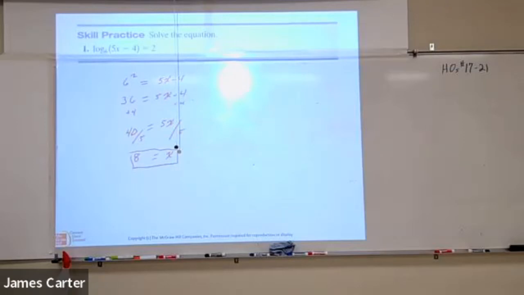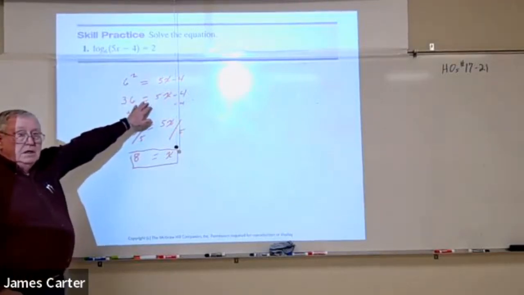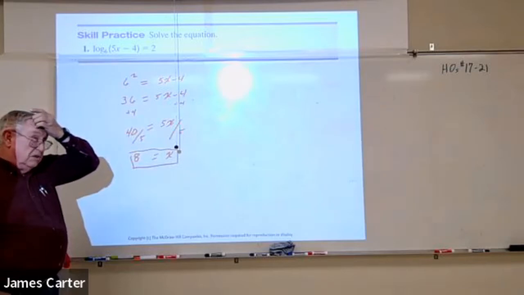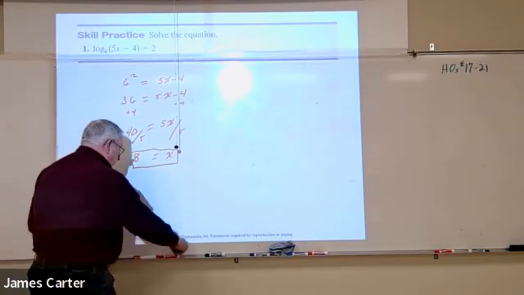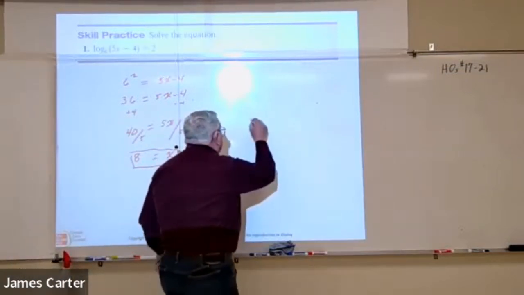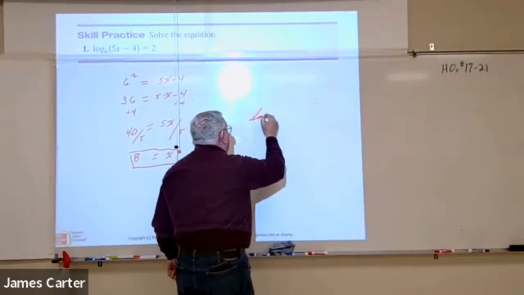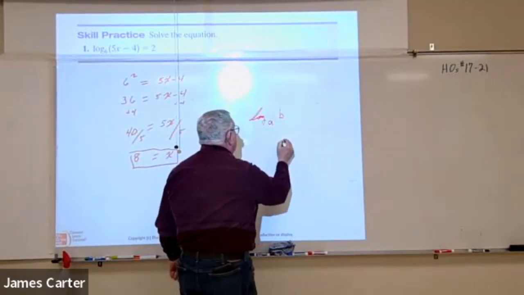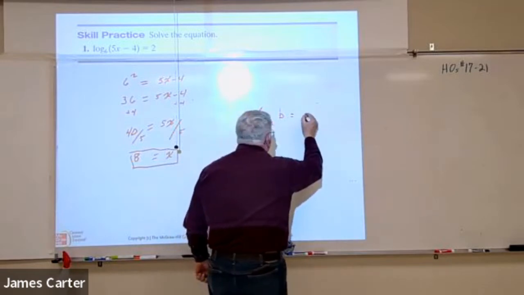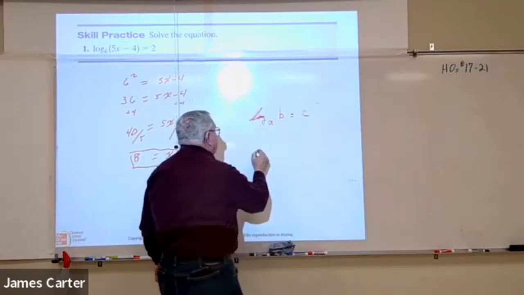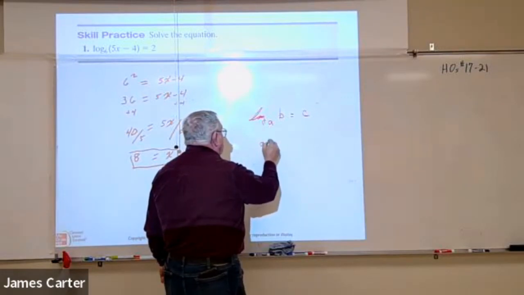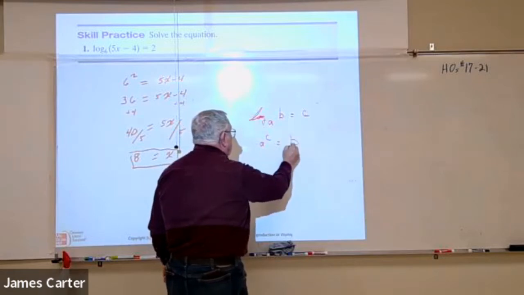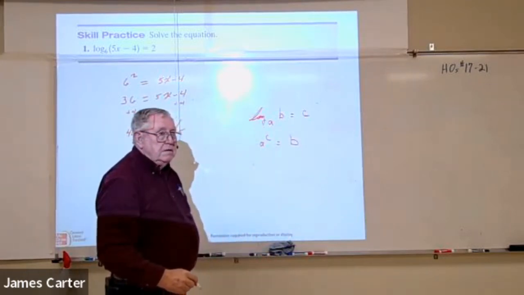Why did the log features disappear? Because you're changing it to exponential. Which is what we did the other night while you weren't here, I guess. And basically, what I covered then is if you have log A of B equals C, then you can change this to exponential form of A to the C power equals B.